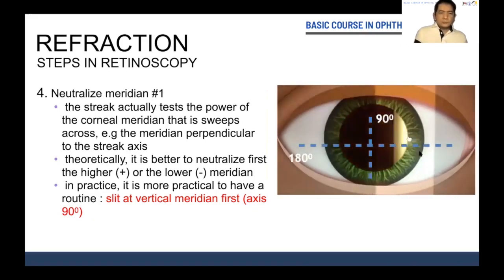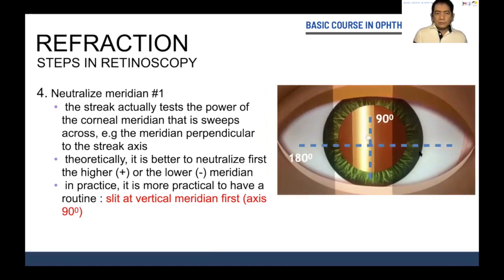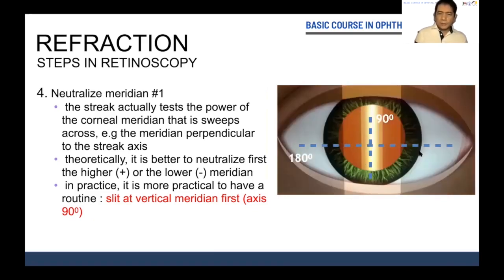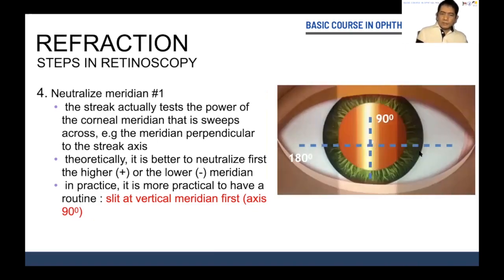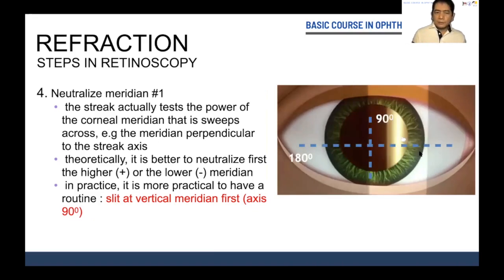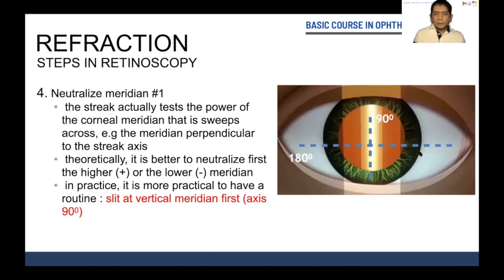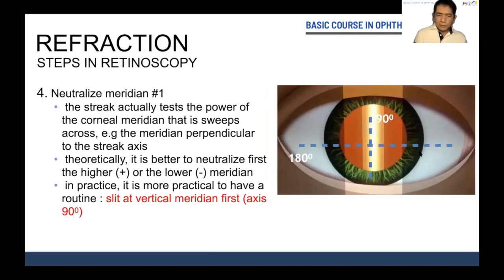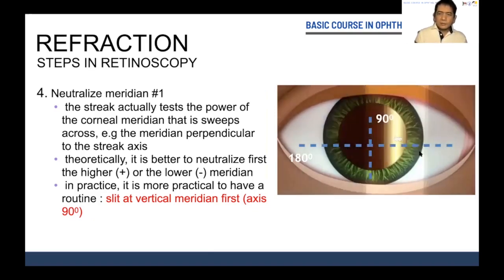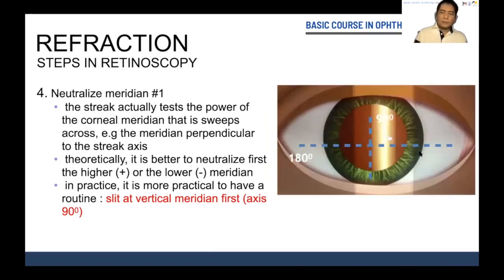Theoretically, it is better to neutralize first the higher plus or the lower minus meridian. But in practice, it is more practical to have a routine, which is to start your neutralization with the slit at the vertical meridian first. So that is at the 90th. Okay.